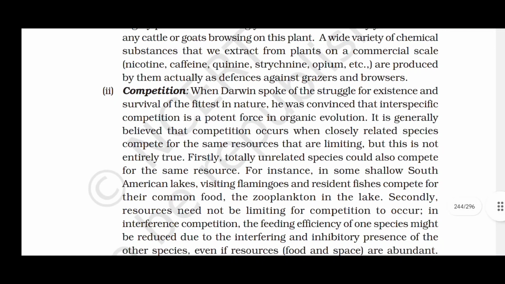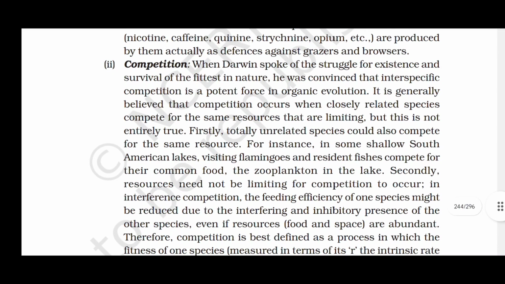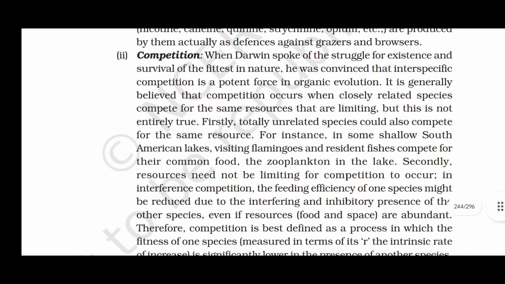Second, competition. When Darwin spoke of the struggle for existence and survival of the fittest in nature, he was convinced that interspecific competition is a potent force in organic evolution. It is generally believed that competition occurs when closely related species compete for the same resources that are limiting. But this is not entirely true. Firstly, totally unrelated species could also compete for the same resource. For instance, in some shallow South American lakes, visiting flamingos and resident fishes compete for their common food, the zooplankton in the lake.